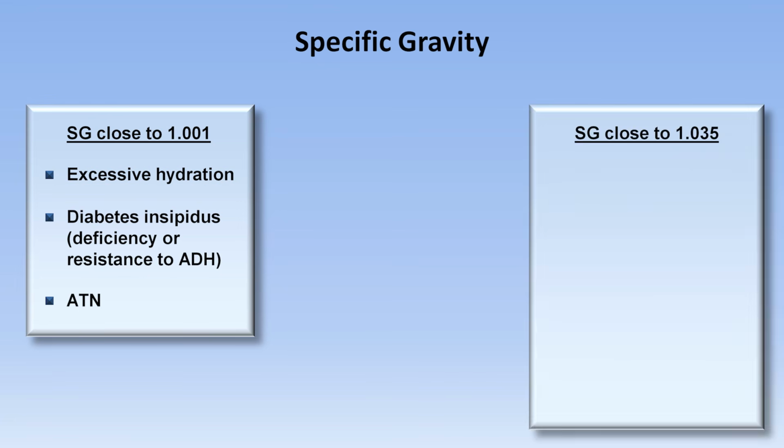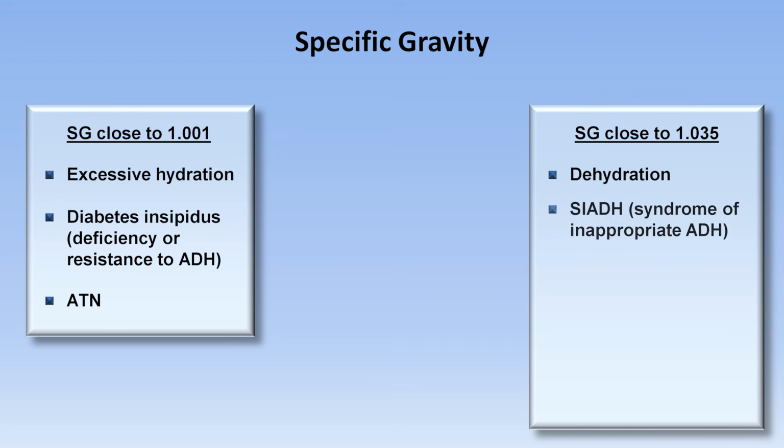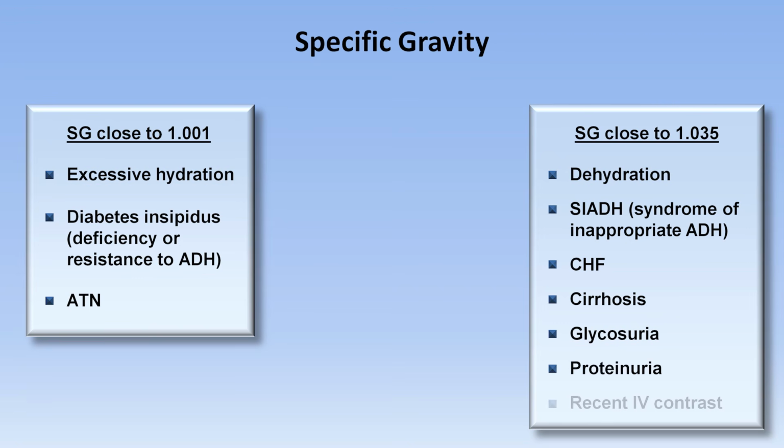A specific gravity close to 1.035 largely implies the opposite, that is either dehydration or SIADH, that is the syndrome of inappropriate secretion of antidiuretic hormone. It can also be seen in the impaired perfusion that's seen in CHF and cirrhosis. And finally, as mentioned a moment ago, glycosuria, that is glucose in the urine, proteinuria, and recent administration of IV contrast, which has a relatively high molecular weight, they all lead to high specific gravity as well.